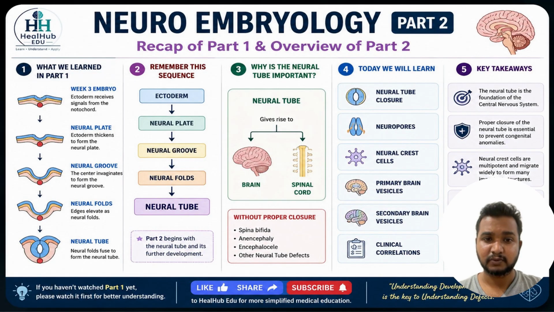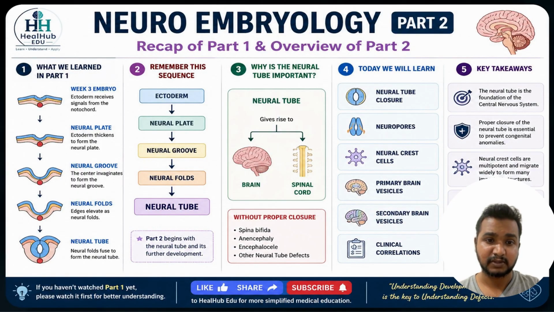If you haven't watched part 1, I highly recommend doing that first because today's lecture builds directly on the concepts we covered earlier. In part 1, we learned the foundation of nervous system development. We discussed gastrulation, notochord formation, neural plate, neural groove, neural tube formation, neural crest cells, primary and secondary brain vesicles. Let me remind you of one important concept. Everything in the nervous system begins with the neural tube. The neural tube is the embryological foundation of the entire central nervous system, including the brain and spinal cord.